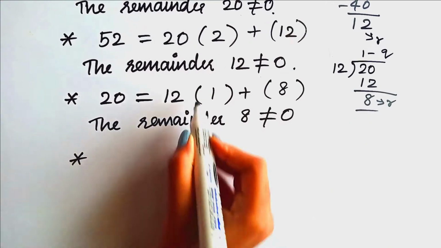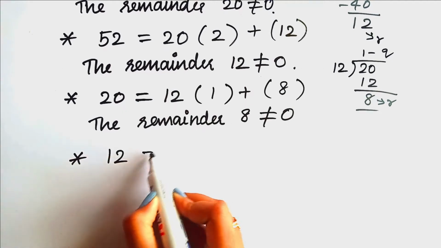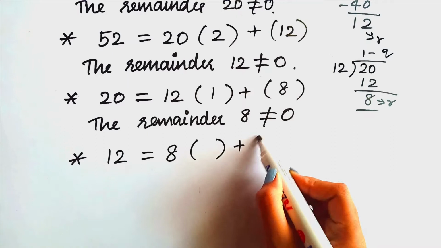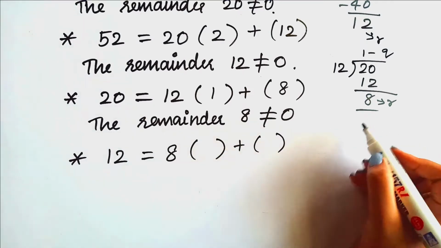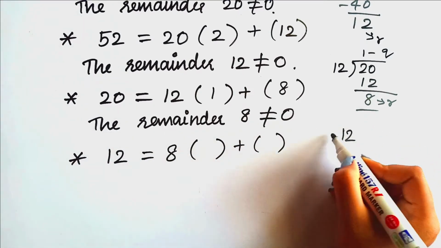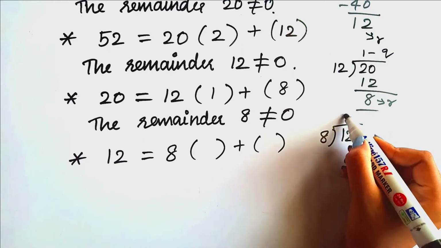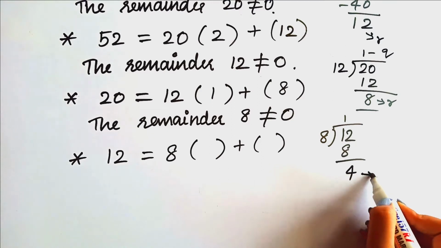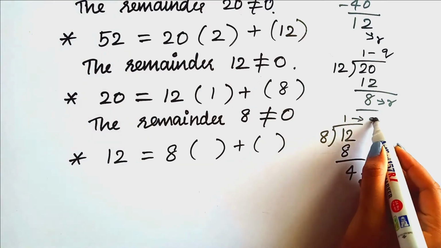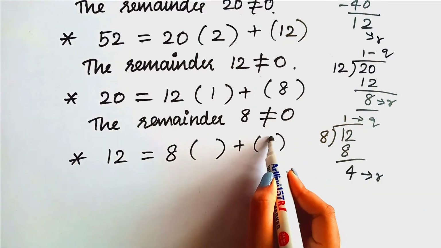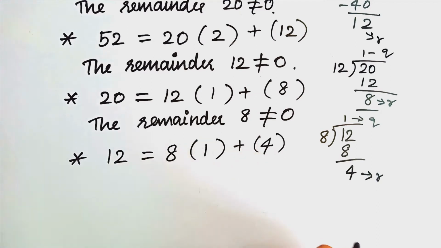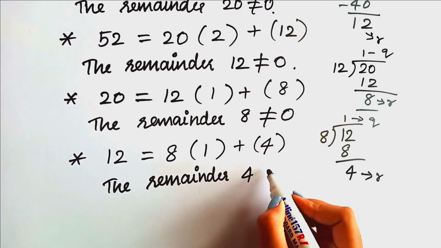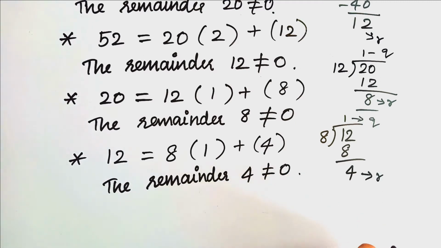And then for the next step, here we have to take this 12 is equal to, and the remainder is 8. We have to find the quotient plus the remainder. So let's divide. Here 12 will be inside and 8 will be outside. 1 eight is 8 and we'll get an answer 4. So this is our remainder and this is our quotient. So let's substitute here. Remainder is 4 and quotient is 1. So again the remainder 4 is not equal to 0, right?